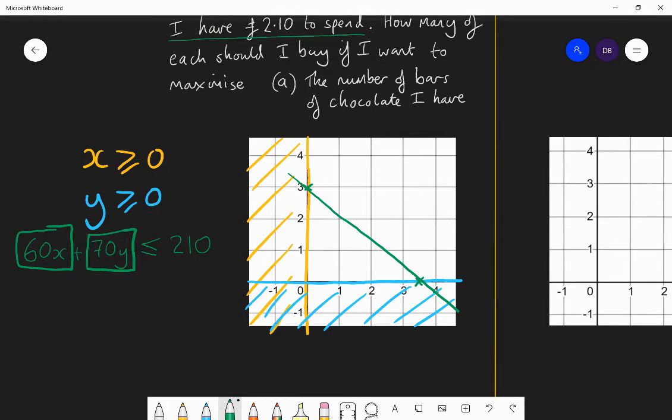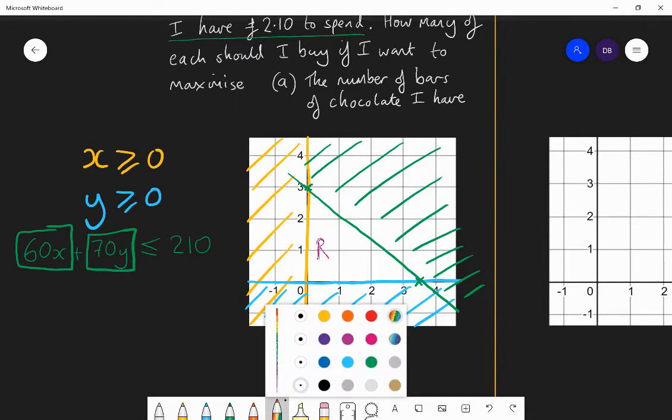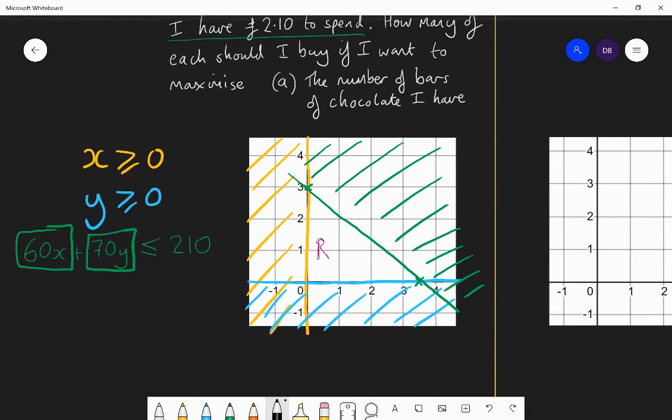So I don't want it to be greater than 210, so I can't have those values above the line. I have to have the values below the line. So the feasible region is this region here, this triangle. That's the feasible region of allowable values. So now I'm going to draw x's wherever I have a coordinate which is allowed.